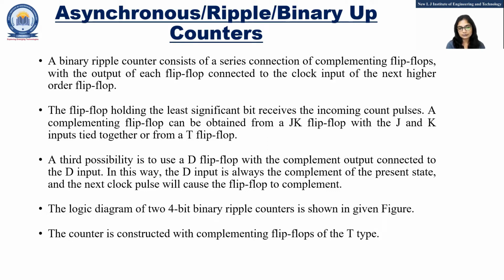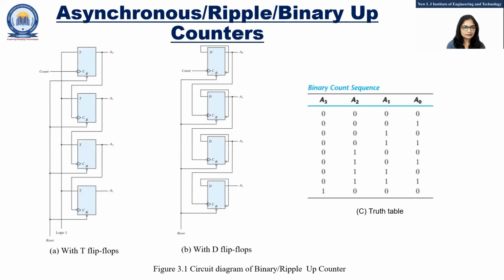Asynchronous binary up counter. As I told you, asynchronous is also called a ripple counter. So the question may be asked like this: ripple binary up counter, or asynchronous binary up counter, or simply asynchronous up counter. Fine. So in this ripple counter, you can see here the circuit of the ripple counter. In figure A, T flip-flop is used and in figure B, D flip-flop is used.